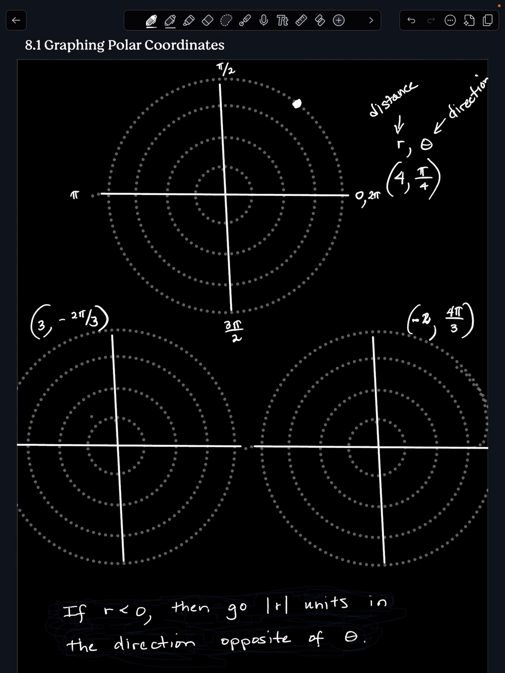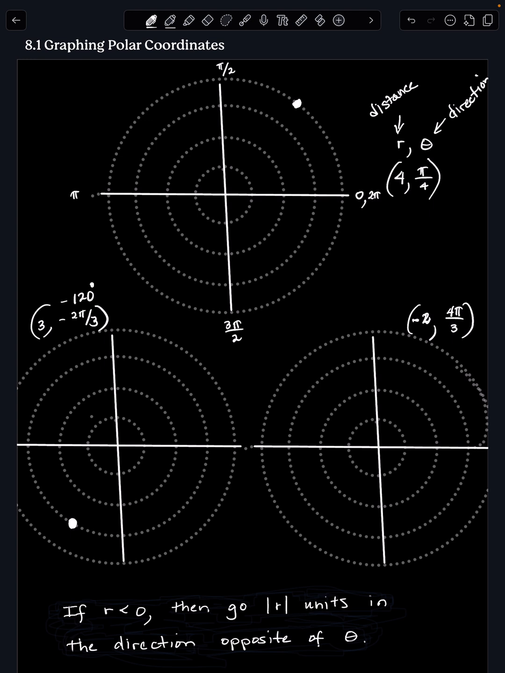So we've got (3, negative 2 pi over 3). So negative angle, let's say that's negative 120 degrees. So a negative angle, I'm going in the clockwise position. So I'm going negative 90 plus 30 more, and then 3 units. So I'm going to plot that point right there.